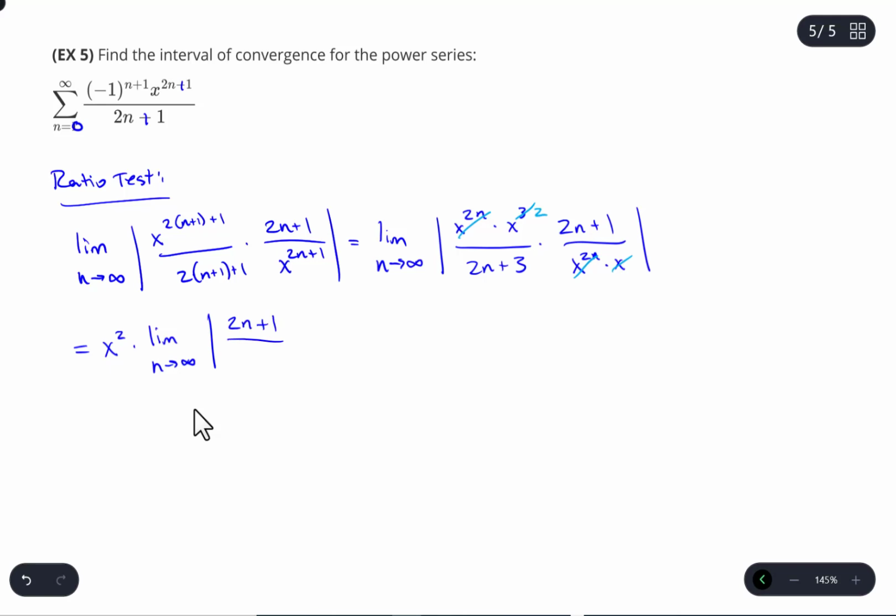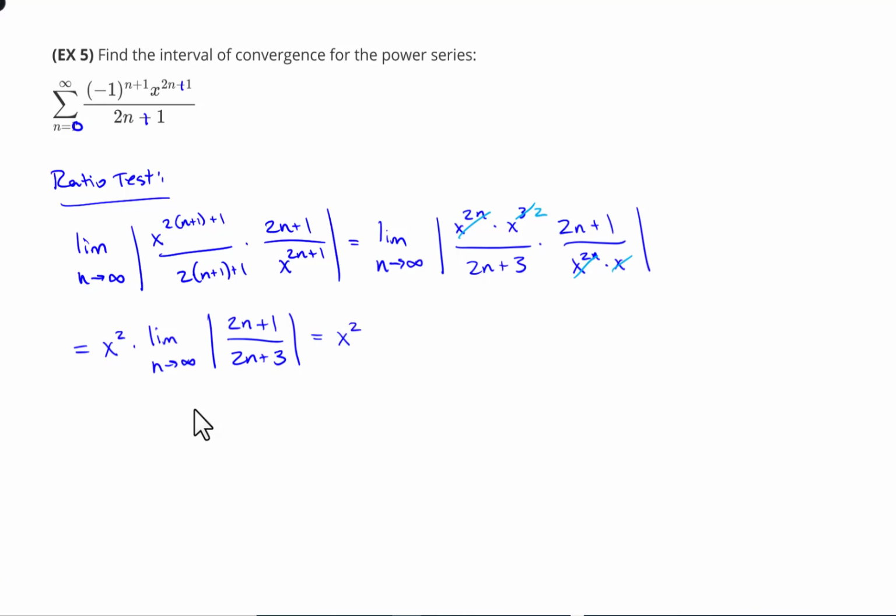2n plus 1 over 2n plus 3. The function inside the limit is rational. The degrees are equal. The ratio of leading term coefficients is just 1. So this results in x squared, and this will converge whenever that's less than 1.